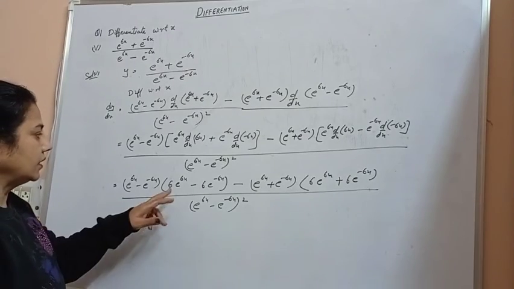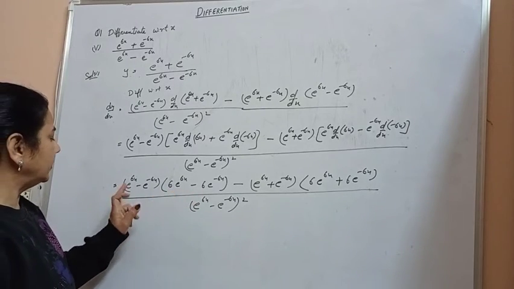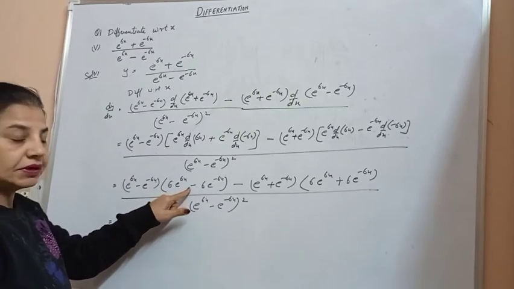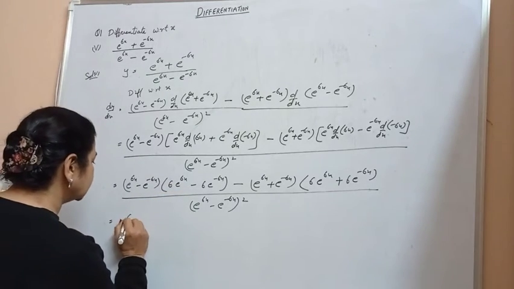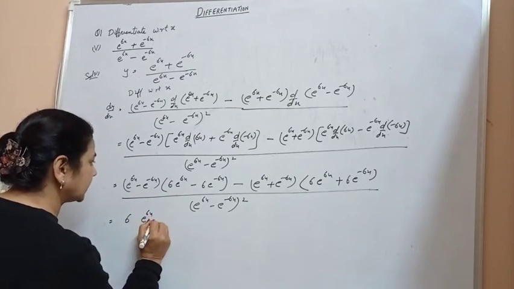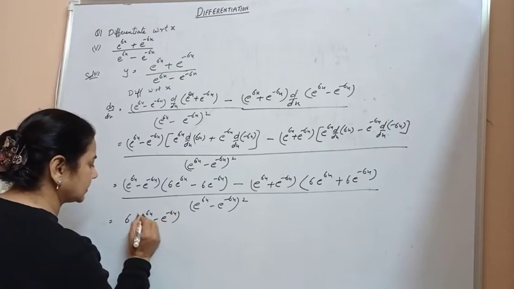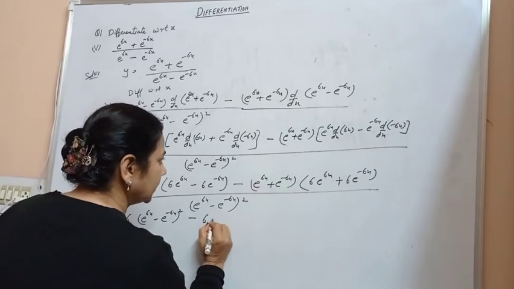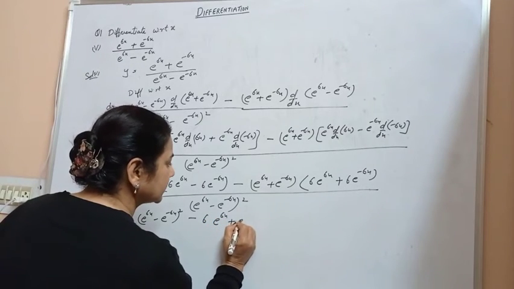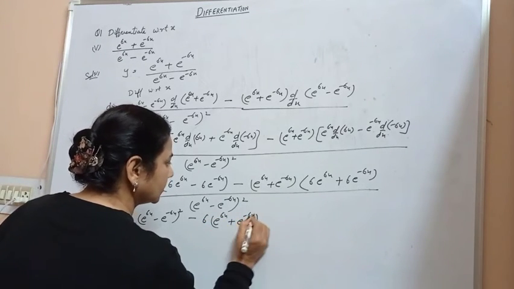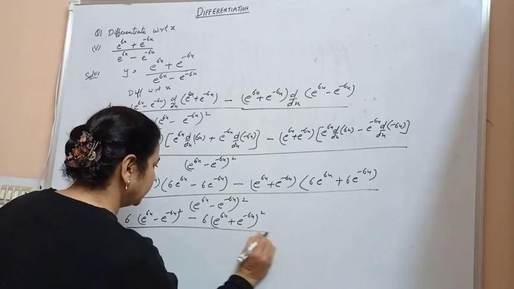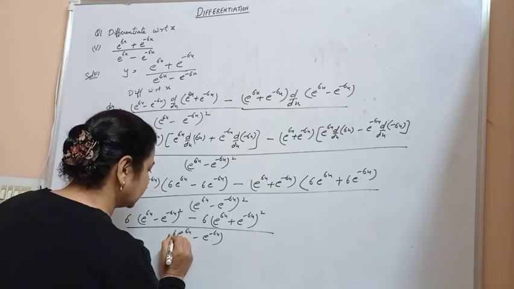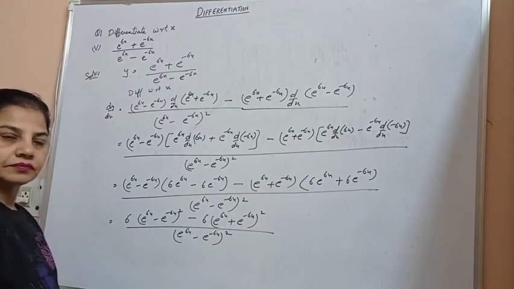Now we can take 6 common from here. We have e to the power 6x minus e to the power minus 6x. The repetition is there, so we can write it here: 6 times (e to the power 6x minus e to the power minus 6x) whole square minus, again I can take 6 common, (e to the power 6x plus e to the power minus 6x) whole square, divided by (e to the power 6x minus e to the power minus 6x) whole square.